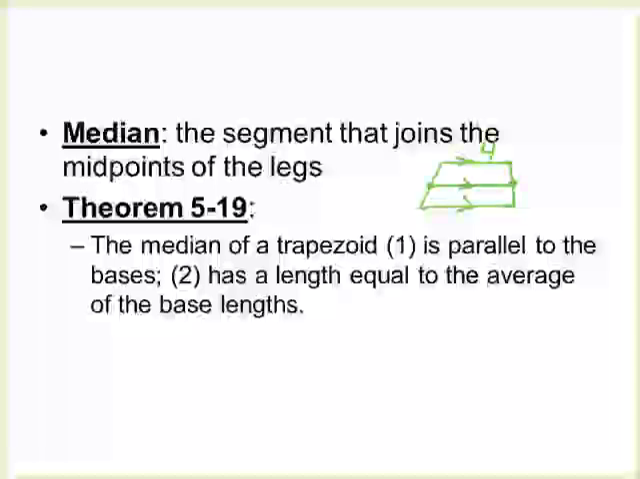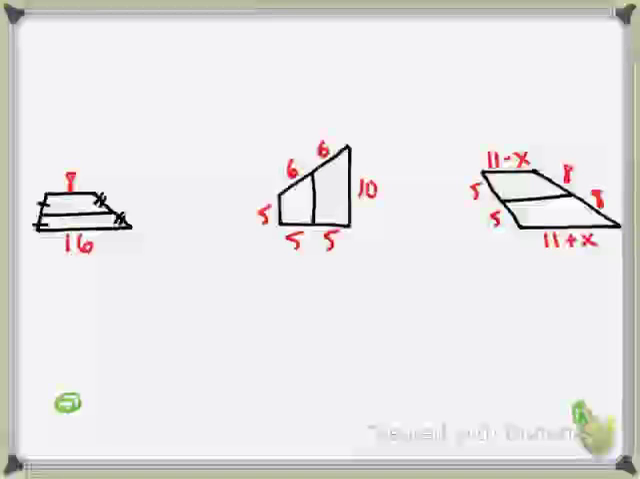So if the top is 4 and the bottom is 8, what would the length of the median be? 6. How do we find an average? Add them and divide by how many there are, and there will always be 2 in our case. So add them and divide by 2. Okay, and that will give us the average, which will be the length of the median there. So our rule was that the median length is the average of the bases.